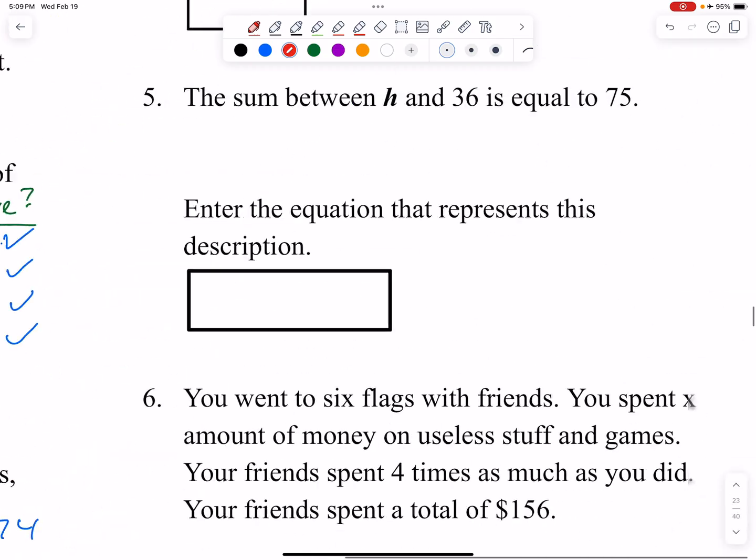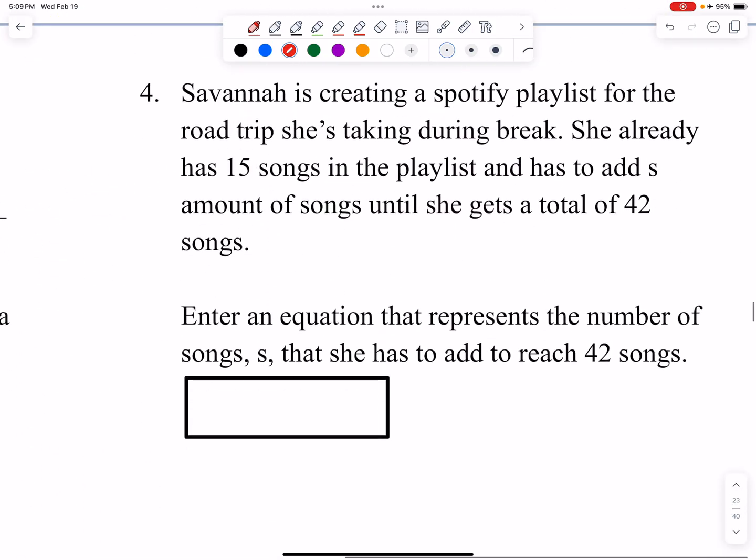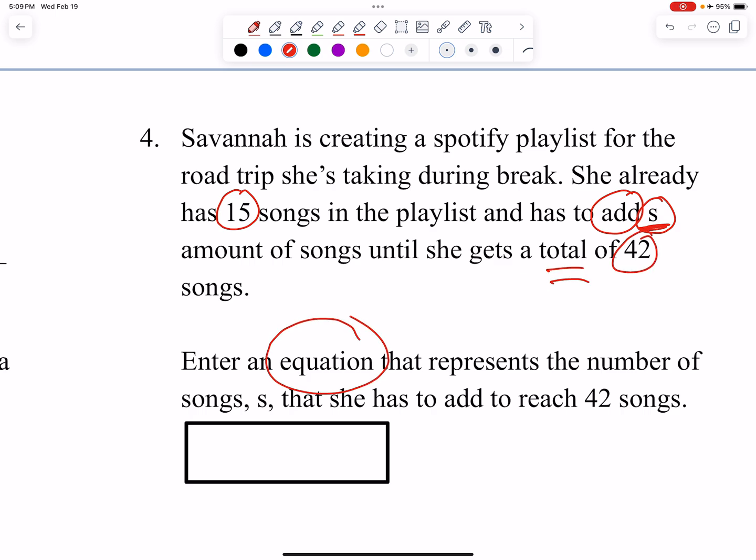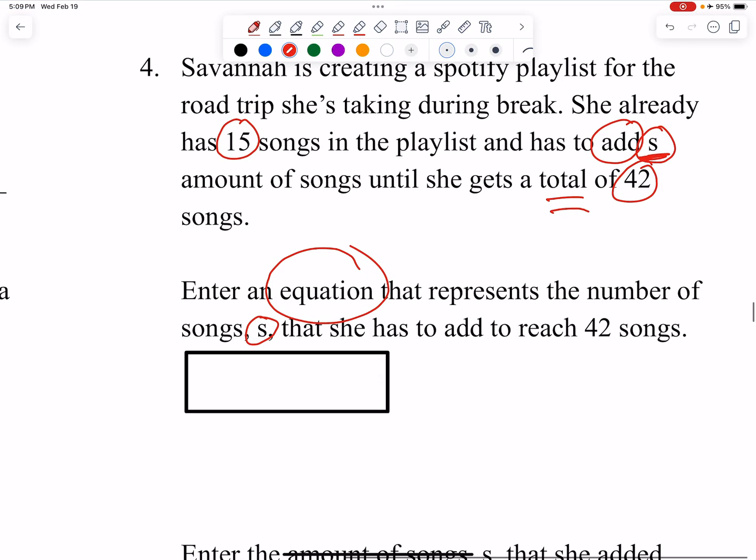All right? Number 4. There's a lot of two-part questions here I'm noticing. Okay. Savannah is creating a Spotify playlist for the road trip she's taking during break. She already has 15 songs. So already has 15 songs on the playlist. And has to add S number. So there's another one. S amount of songs until she gets a total of 42. Enter an equation that represents the number of songs S that she has to add to reach 42.